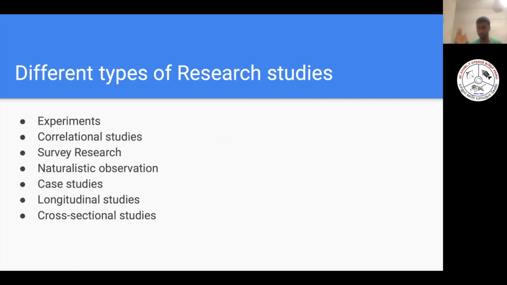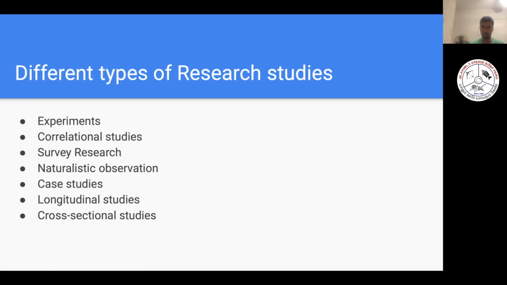Now we need to talk about research studies. So we're going straight off the College Board CED, which is the course and exam description. First were the different types of psychology. Now is research studies. So these are the types of research studies. We're not going to go in depth on all of them because I think you guys probably know them.